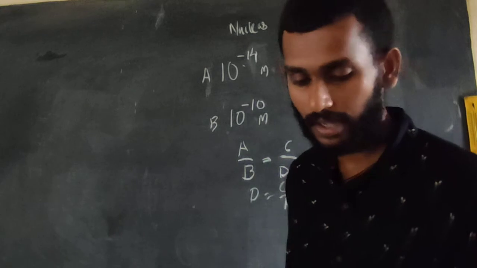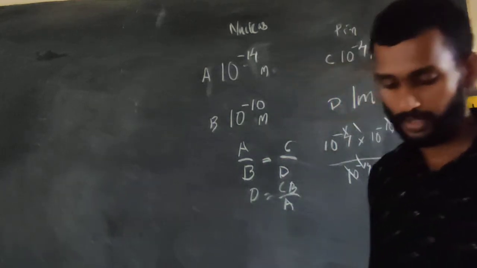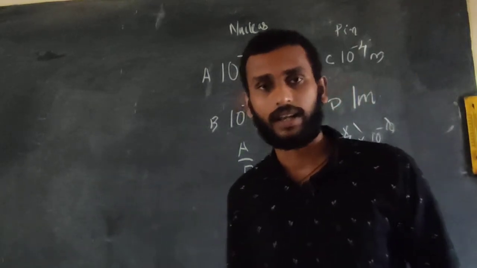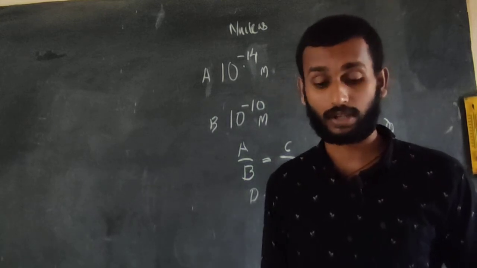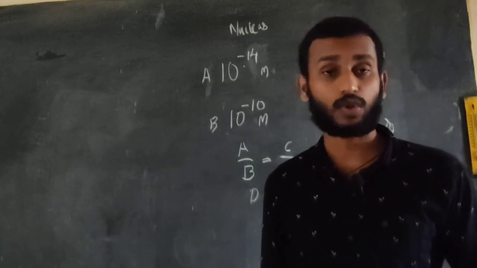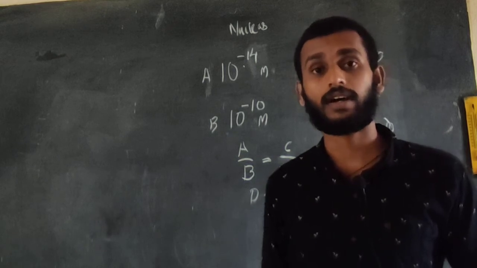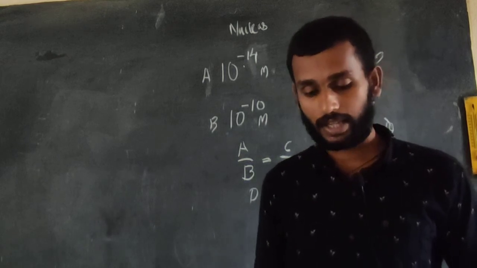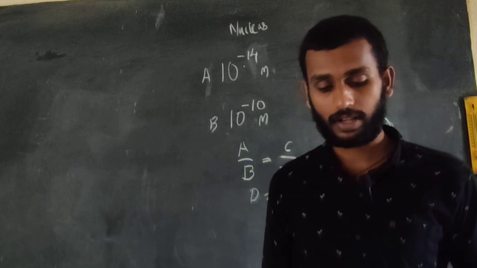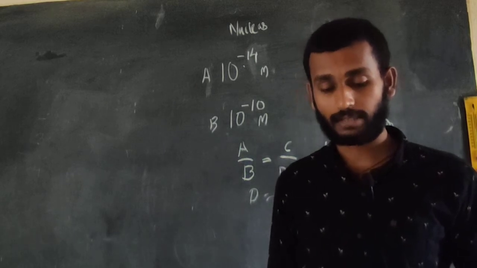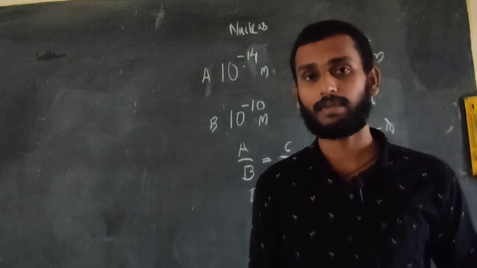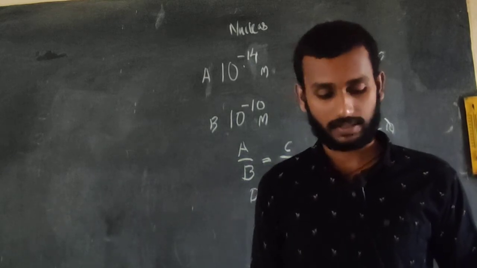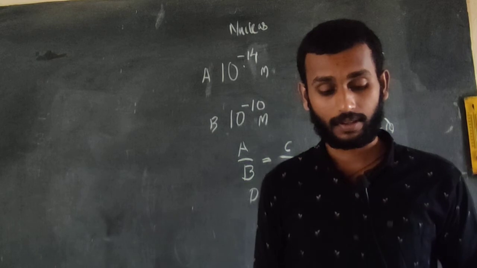And afterwards the ranges of lengths are given, which we have already studied: the Fermi, Angstrom, then astronomical unit, light year, parsec, and their definitions are also given for the astronomical unit and parsec. You just go through that and remember those things. Okay, it can be asked in the examinations.